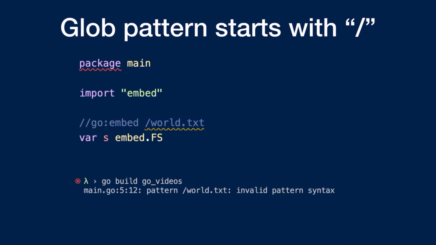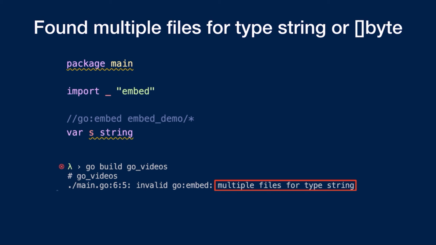You can also break embed with an invalid glob pattern. For example, a leading slash is not allowed. The third one, you have a pattern that can match multiple files, but you declare the variable as string or byte slice, and that will be a problem. In this case, you have to use embed.FS.